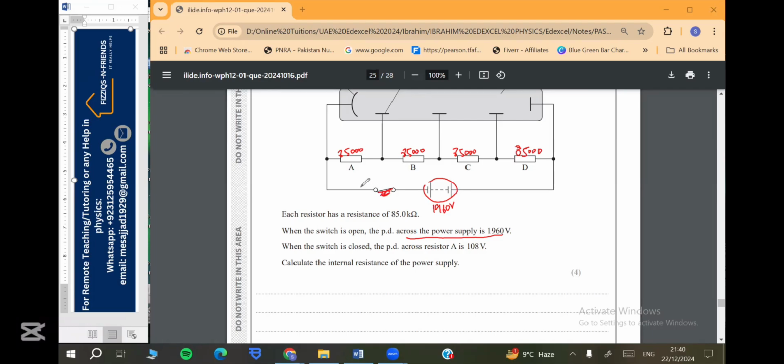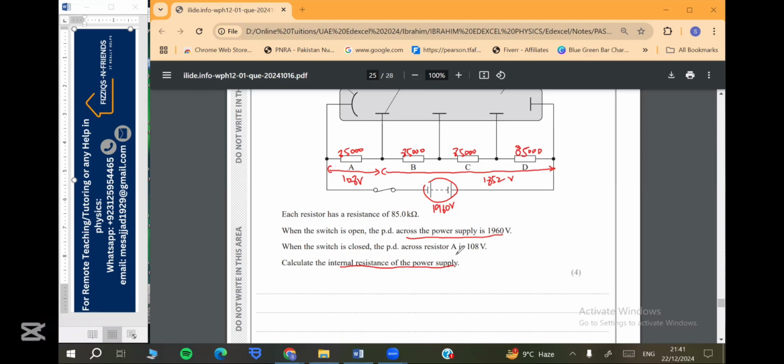So when the circuit is closed, the voltage across resistor A is 108. So here, up till here, 108 volt. It means out of 1960 volts, the remaining voltage of 1960 minus 108, I mean 1852, is dropped somewhere here, okay? Because 1852 plus 108 is 1960, okay? So 1852 volts is dropped somewhere here and here because of internal resistance or whatever. Now they're saying calculate the internal resistance of the power supply, okay?